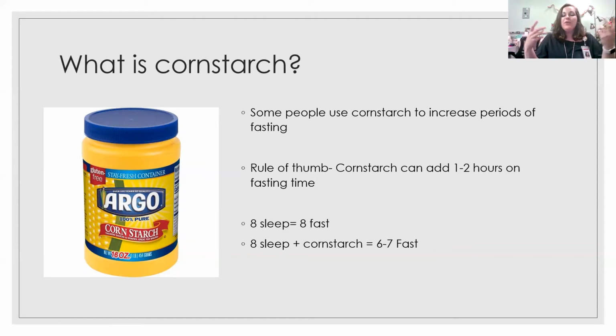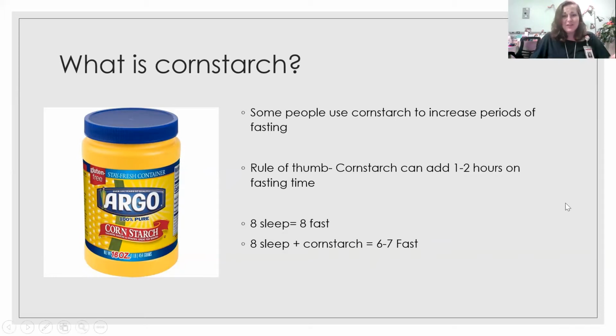So for example, if I normally sleep for 8 hours, if I eat right before I sleep and right before I wake up, then I will have only fasted for 8 hours. But if I take cornstarch right before I go to bed, and then I sleep for 8 hours, I've really only fasted 6 to 7 hours, because that cornstarch I took right before bed is still breaking down in my body for 1 to 2 hours while I'm sleeping. And so cornstarch can be something that really helps extend the time kids can sleep, which is the time kids can fast.